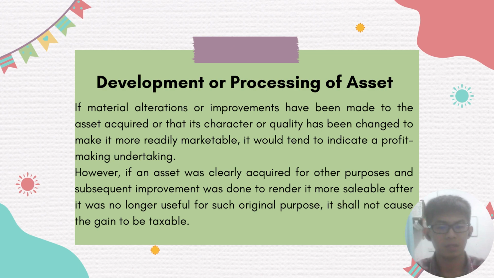Next, the measure of trade is development or processing of an asset. If material alteration or improvements have been made to the asset, or its character or quality has been changed to make it more readily marketable, it will tend to indicate a profit-making undertaking. However, if an asset was clearly created for other purposes and subsequent improvement was done to render it more saleable after it was no longer useful for such original purpose, it shall not cause the gain to be taxable.